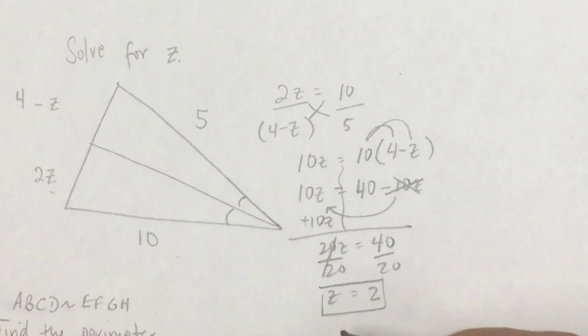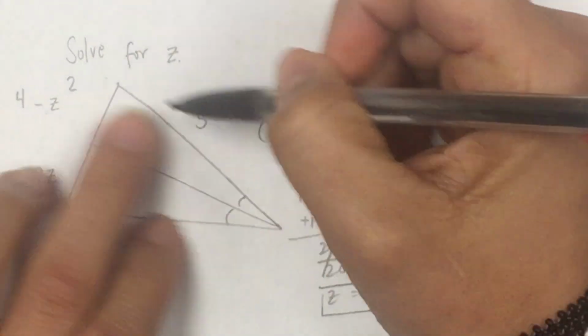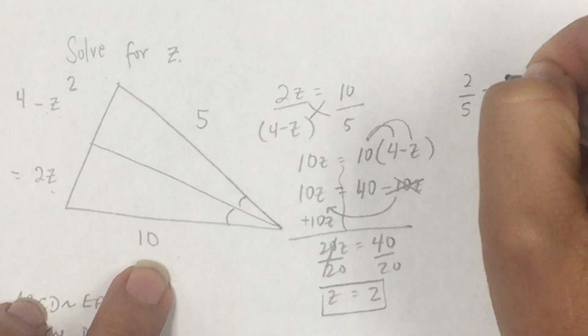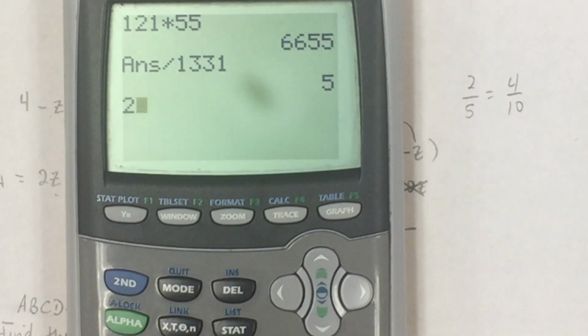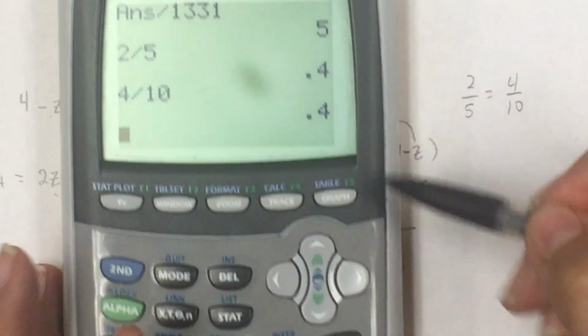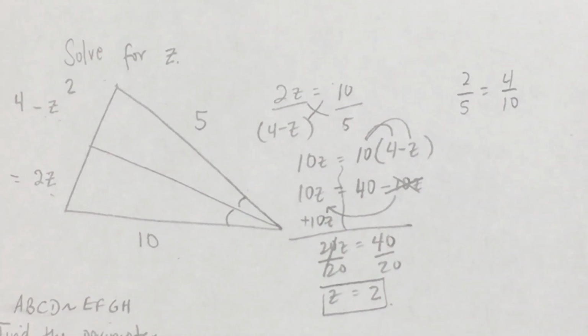Now, you could always check your answer by plugging in. 2 times 2 is 4, and 4 minus 2 is 2. Now you can check it. 2 goes with 5, and 4 goes with 10. We just put that in the calculator. 2 divided by 5 and 4 divided by 10. They both give you 0.4, which means they're proportional. So Z is equal to 2.